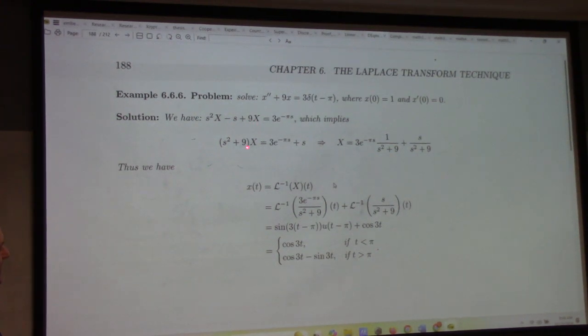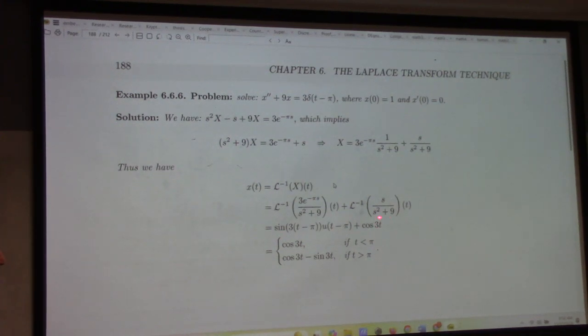So we solve for big X, and that gives us this, which is going to give me a sine, and that's going to give me a cosine of 3t. So I have the inverse Laplace transform of this and that. And this, again, is a sine, but since there's an exponential, we get sine of 3 times this shift, t minus pi, times u of t minus pi, and then over here, we just get cosine 3t.